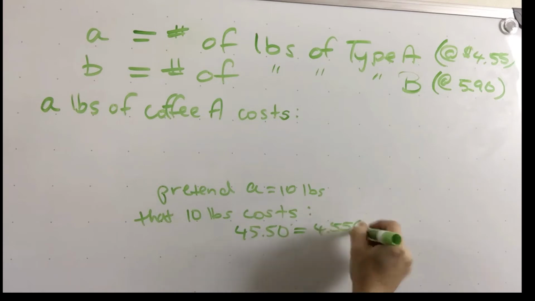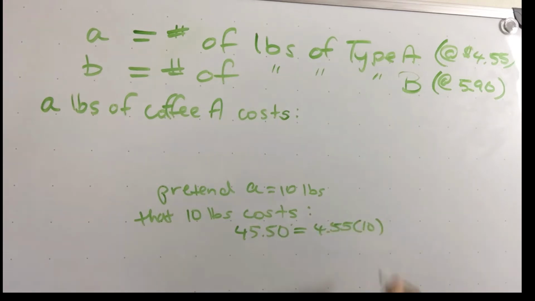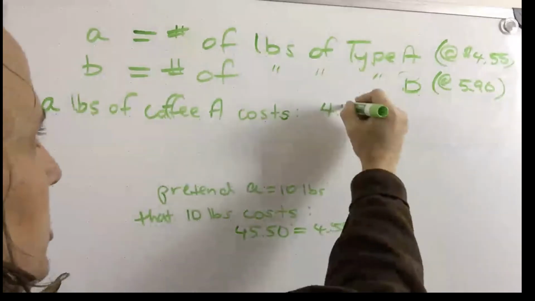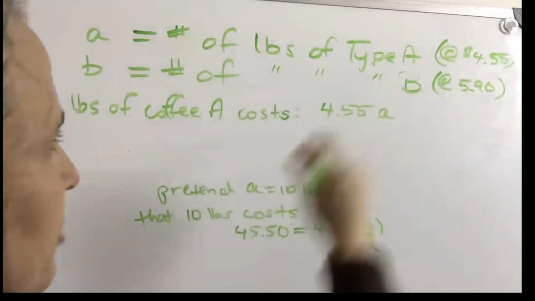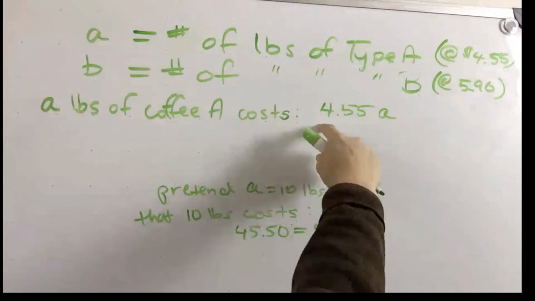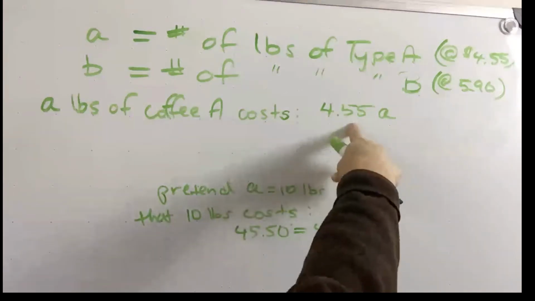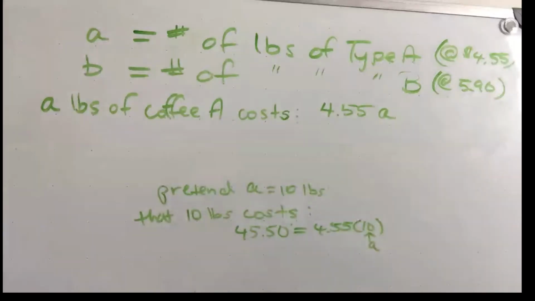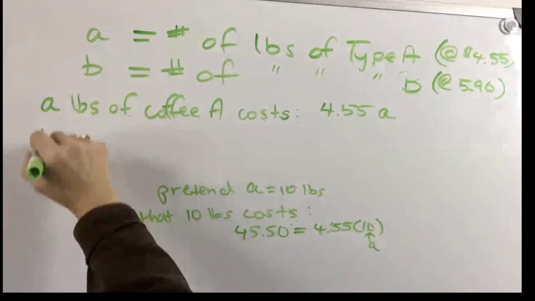Okay. But that 10 was our A, right? So if I have A pounds, my expression is going to be that I have 4.55 times A. So that entire expression, when I write it on my paper, I don't read it as 4.55A. I read it as the cost for my A bag of coffee. So then I also can do the same thing for B.